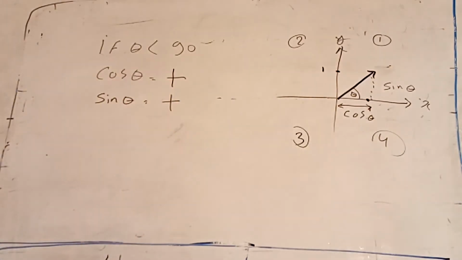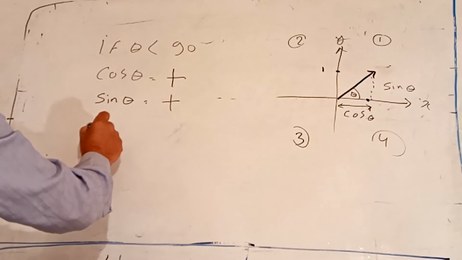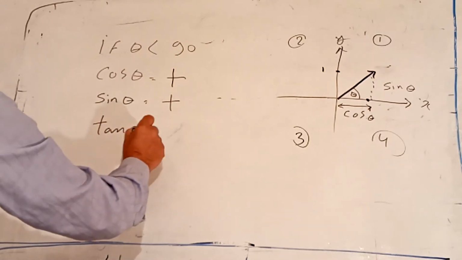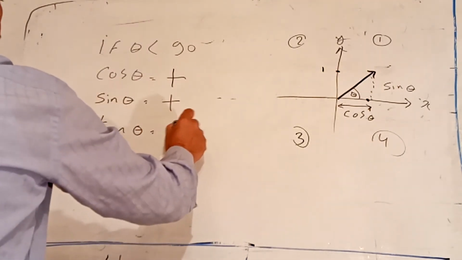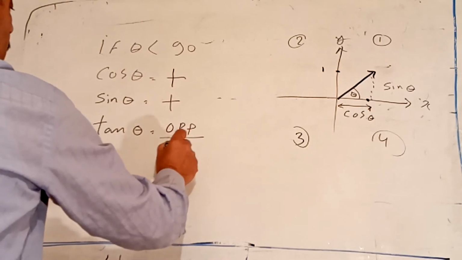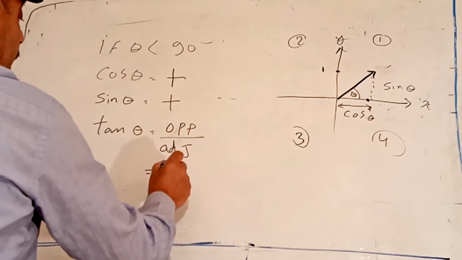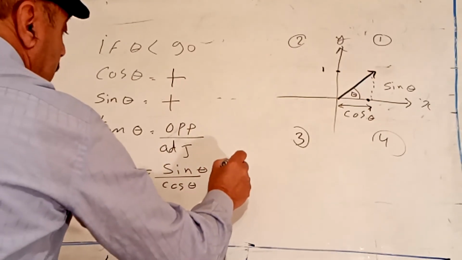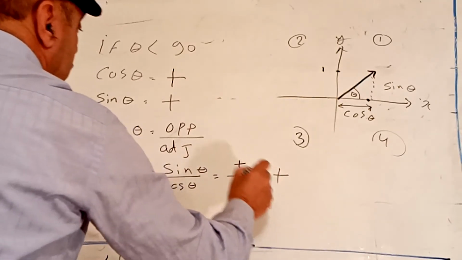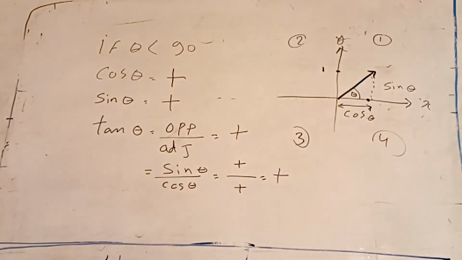So sine theta is positive. So tan theta equal, as we know before, opposite over the adjacent, which is sine theta over cosine theta, which is positive divided by positive. So the tangent is positive too. So all of them positive. Sine, cosine, and tan are positive on the first quarter. Take a look at it before we erase it, and we will go to the next.